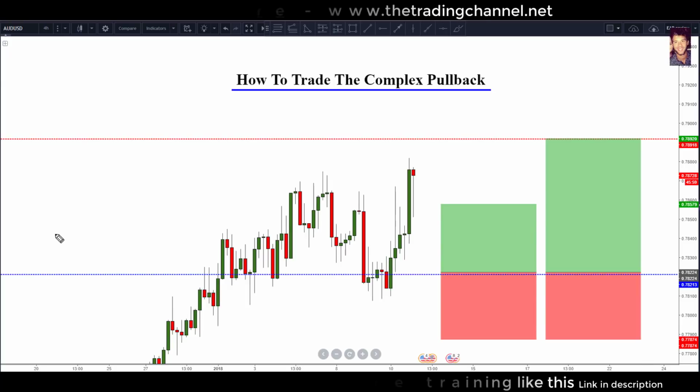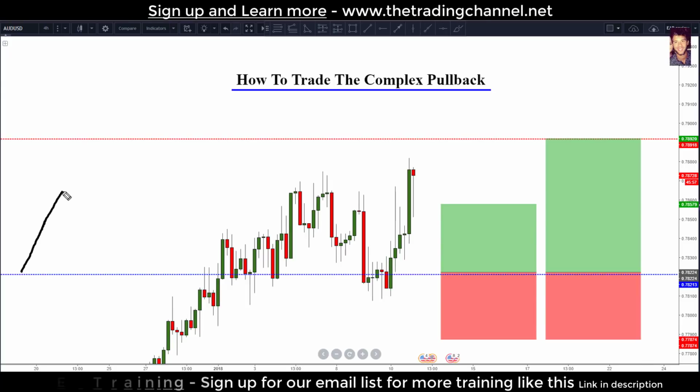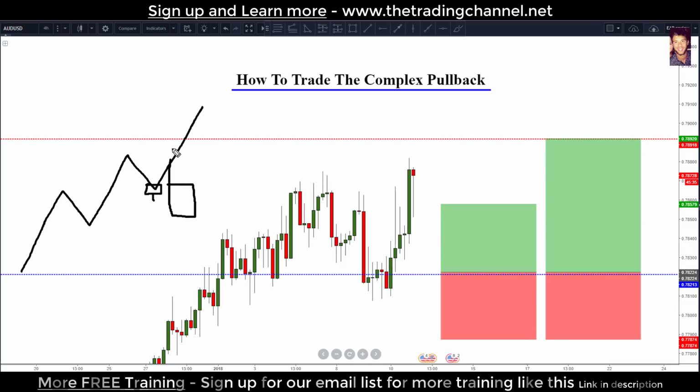How to trade the complex pullback. A pullback is by far the easiest way to hop on a trend with a minimal stop loss in order to capture some trend continuation out of a market and create a good risk to reward scenario. You could have an entry reason here, a small stop loss, and a much larger reward.